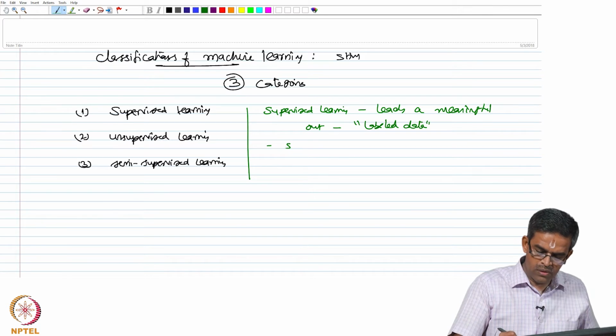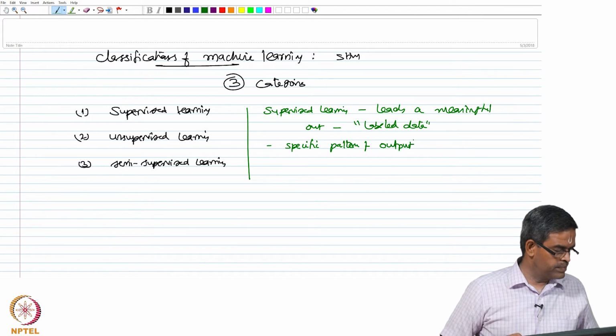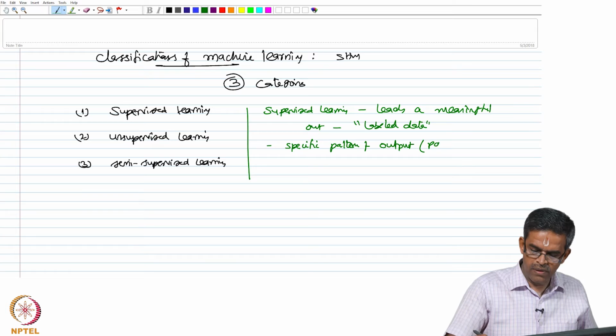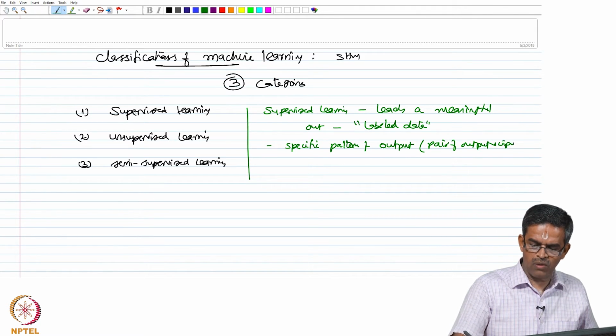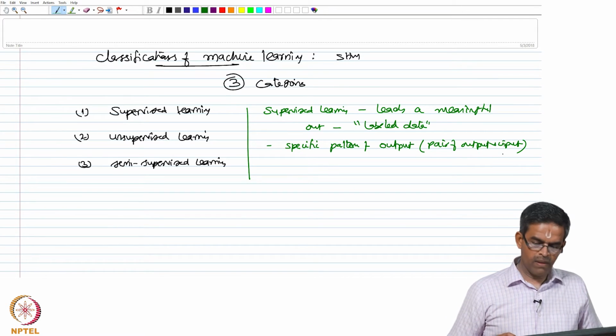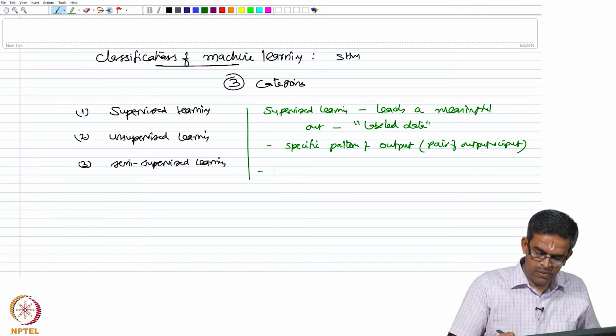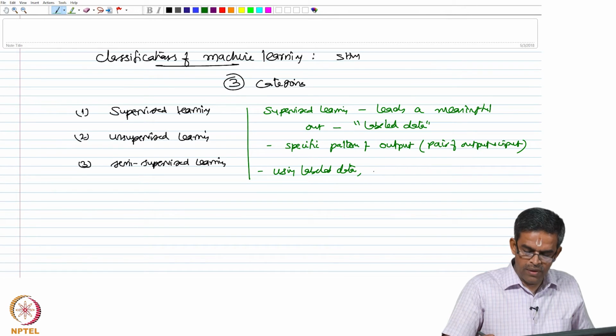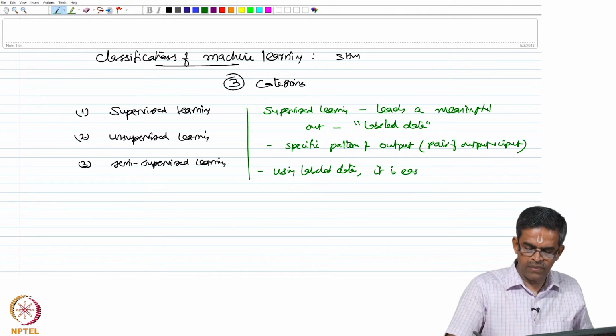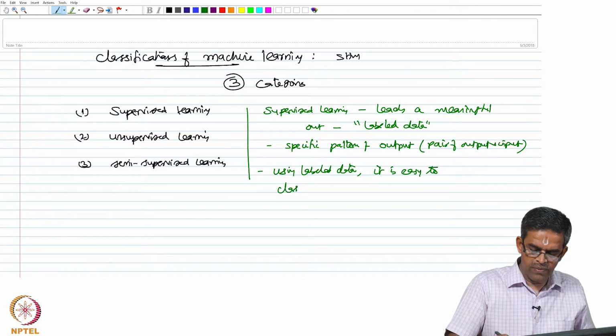So, this includes specific pattern of outputs, that is pair of output and input, okay, that is called the pattern, are generated. Therefore, using such labeled data, it is easy to classify new set of data.